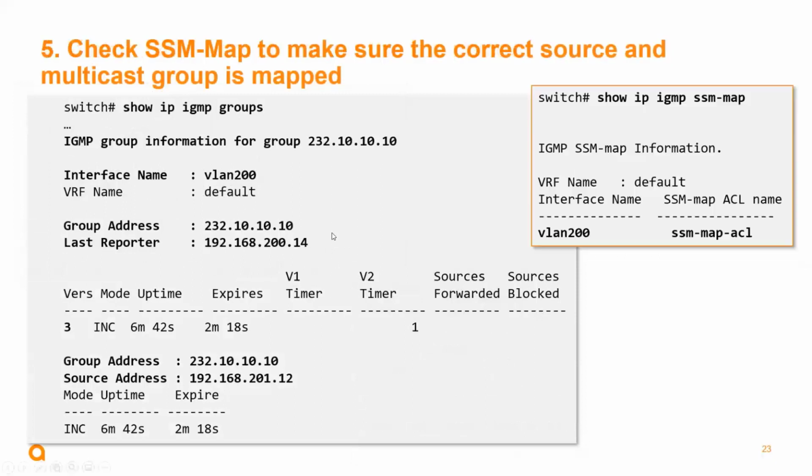Then we check the SSM-Map, right? You can do this, show IP IGMP SSM-Map. So VLAN 200 has this ACL SSM-Map. That's a good sign, right? We have this appropriate ACL. The next thing would also be to verify, do I have the appropriate source and destination within that ACL? Show IP IGMP groups, so we can see the groups for 232.10.10.10, the interface VLAN 200, and the group is, again here, 232.10.10.10, and the reporter, the host basically, 192.168.214, and here we have, right?